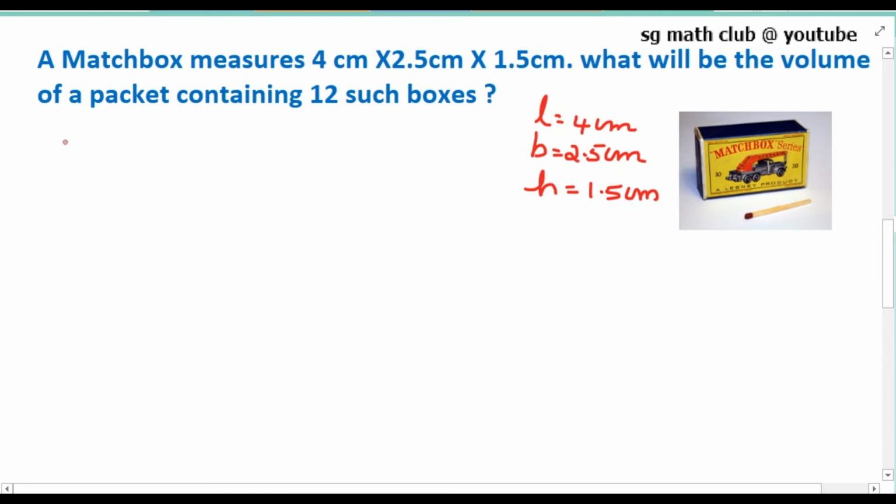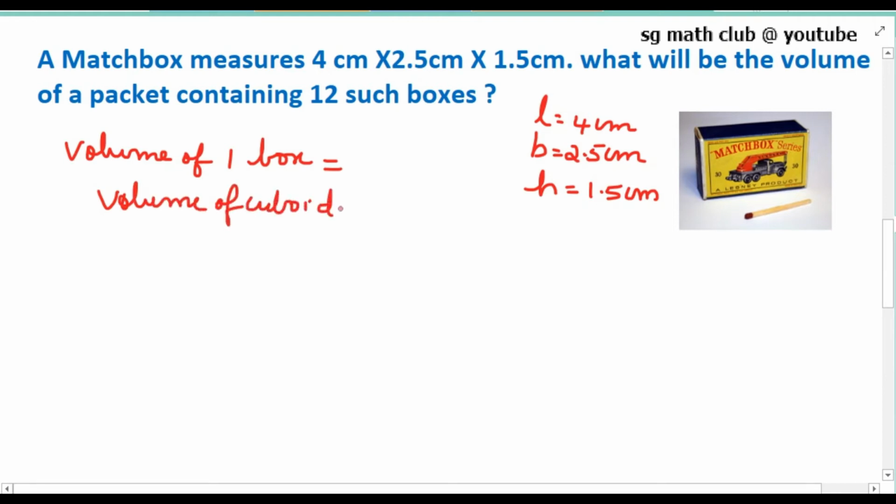So volume of cuboid I have to find out. To find out, first I'll find out volume of one matchbox. Volume of one matchbox is same as volume of cuboid, and we know volume of cuboid is length into breadth into height. So after that we need to find out volume of 12 such boxes.